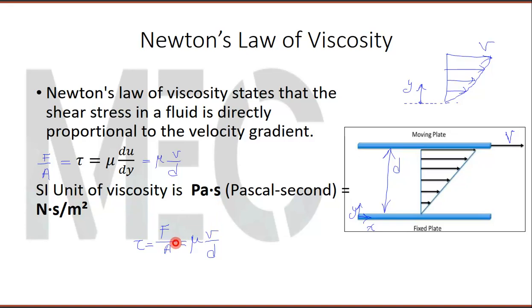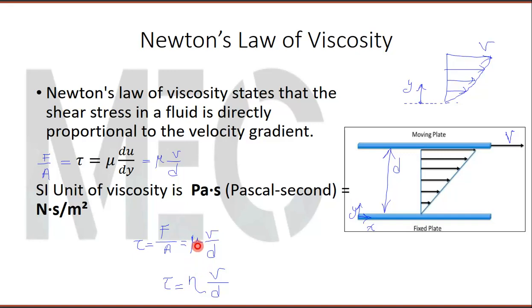Why? Here we have viscosity. Viscosity is sometimes shown by mu, sometimes by the Greek letter eta. So no wonder if you see this formula like this: tau equals eta times v over d. Eta or mu is the same viscosity.